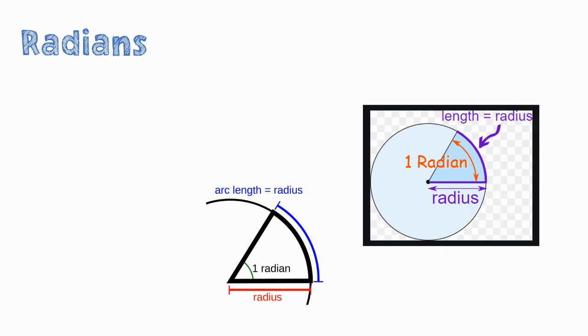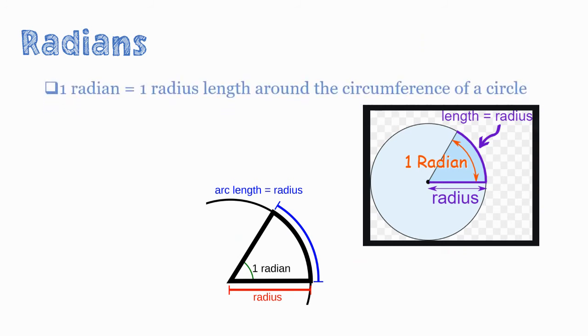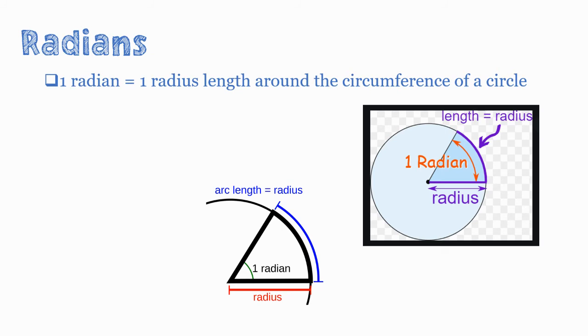Okay, so then we got into radians. I forgot to make this animate. Sorry, guys. 1 radian is 1 radius length around the circumference of a circle. So if I take this radius and I just lay it around the circle, the measure of that is 1 radian.